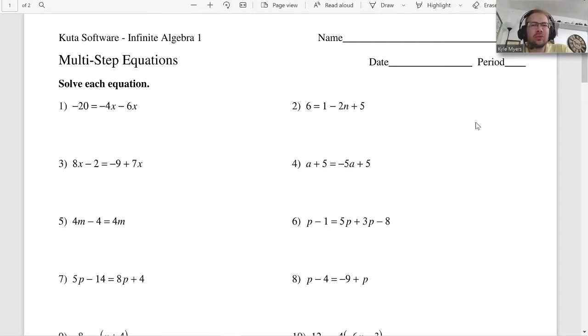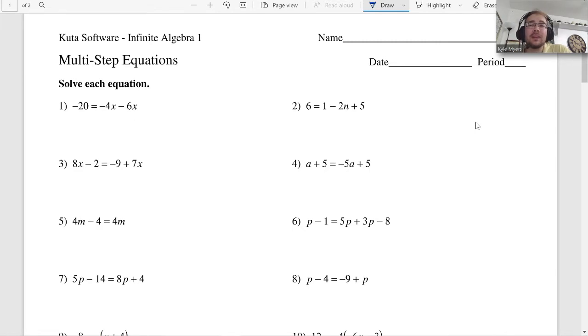This video is going to be really similar to the one right before it in the series, which was on two-step equations. They have another one here on multi-step equations, and just so you have a little bit of context, this is one video in a series on all of the Algebra 1 worksheets that are available out there through Kuta Software, that sort of thing.